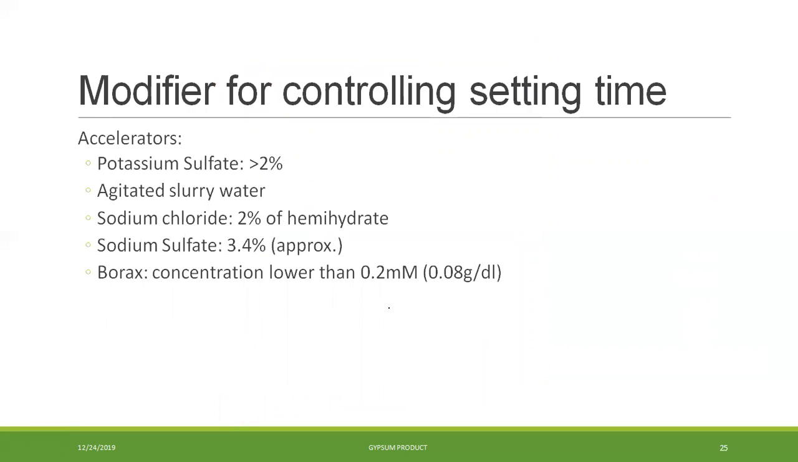Now, for setting time, when we require more working time, or when you need less time for working, we have accelerators and retarders. Accelerators are those that accelerate setting. Examples: potassium sulfate more than 2%, agitated slurry water, sodium chloride 2% of hemihydrate, sodium sulfate 3.4%, and borax concentration lower than 0.2 mm.